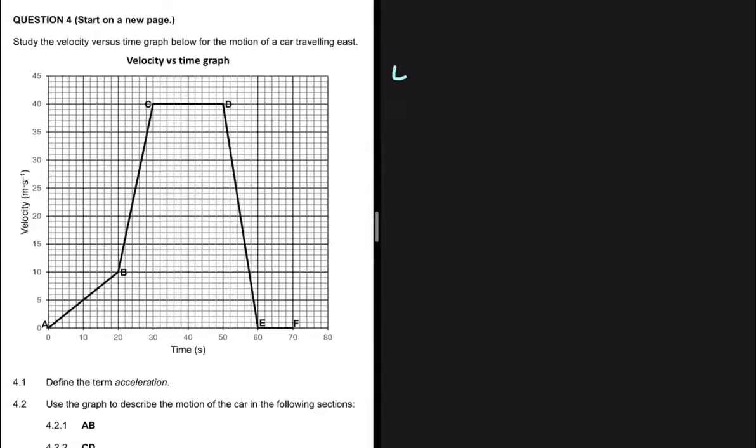Acceleration is the rate of change in velocity. What are we saying? We're saying that a is equal to the change in the velocity divided by the change in time. That is 4.1. Let's look at 4.2.